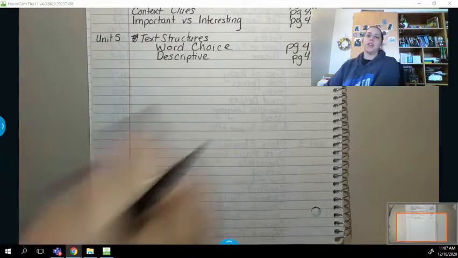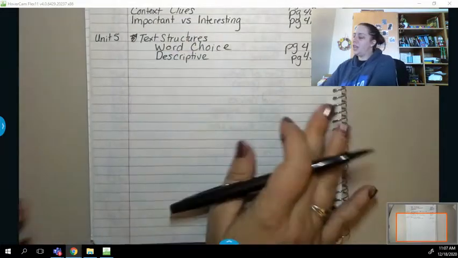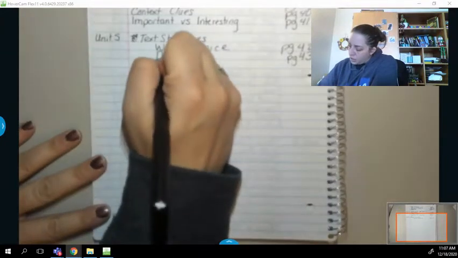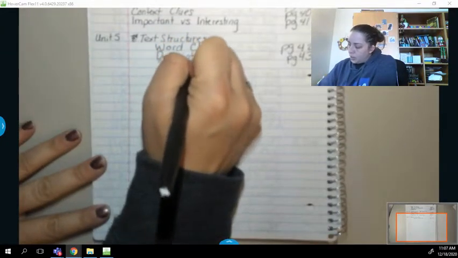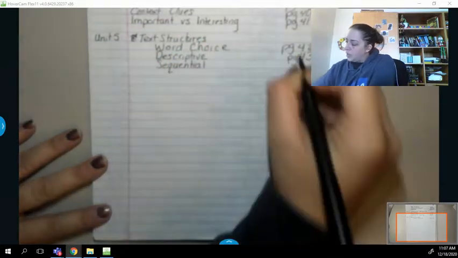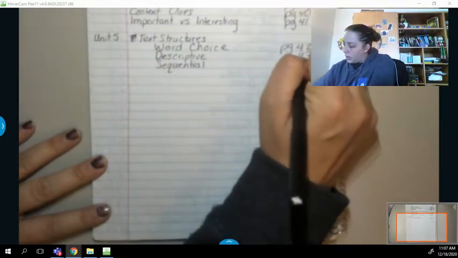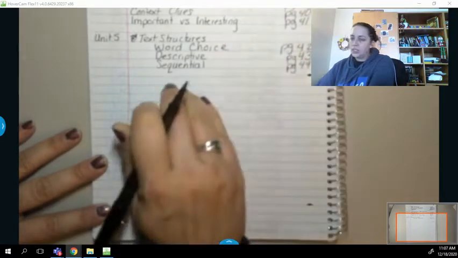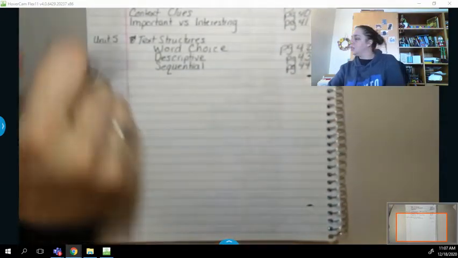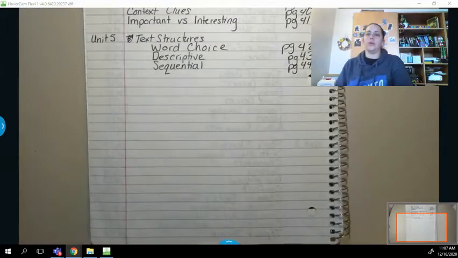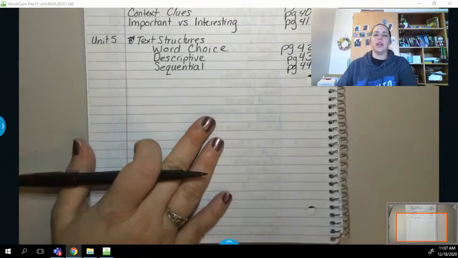All right, guys, we've done word choice and descriptive. Today we are going to start in on sequential. That is a really big word to mean that we're talking about things that go in order. Sequential is on page 44. Oh, let's make sure that it focuses. Autofocus. There we go.